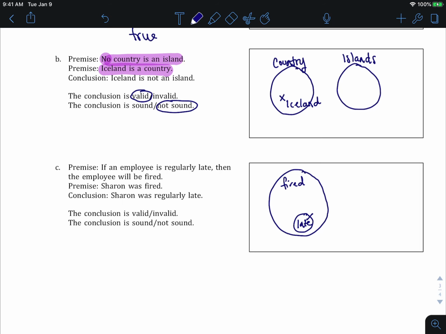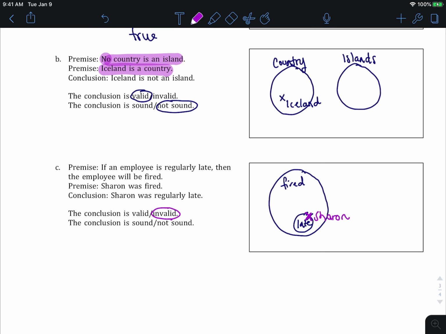So Sharon has to go, and let me use a different color, right on the edge. Maybe she's late, maybe she's not, but I can't put it in either circle. I can't commit to either one. So right on the edge of the late circle. And for that reason, now I'm concluding Sharon was regularly late. Well, I don't know, right? We're not positive about that. And my Venn diagram gives it away, actually. It's not clear what she did. So that's why this is going to be invalid.